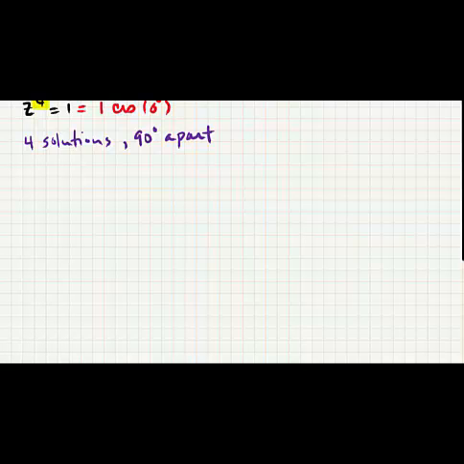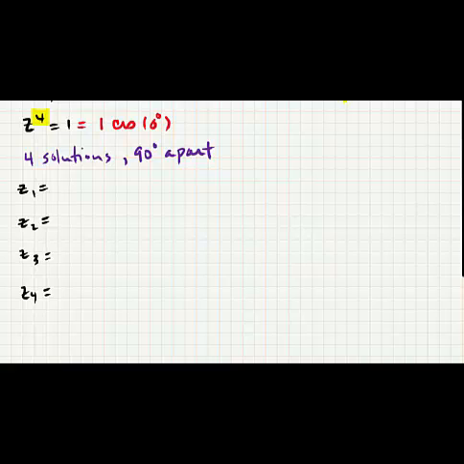So now I'm going to write this. A lot of books are going to label their solutions z0, z1, z2. I like to start at 1 and go to 4. I like to count them 1, 2, 3, 4. And the first solution is found by taking the fourth root of each side. And so when you find your first solution, I'm just going to write the right-hand side here as CIS 0 degrees. I don't need 1 in front, obviously.